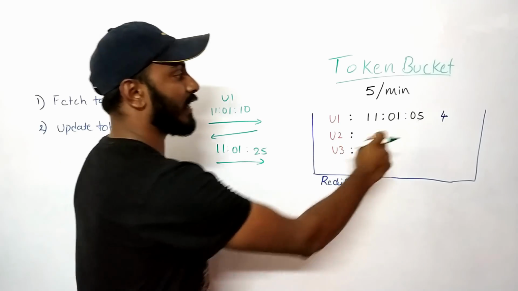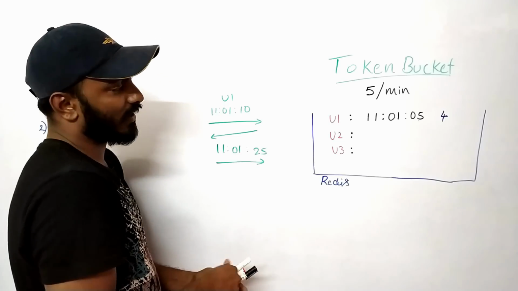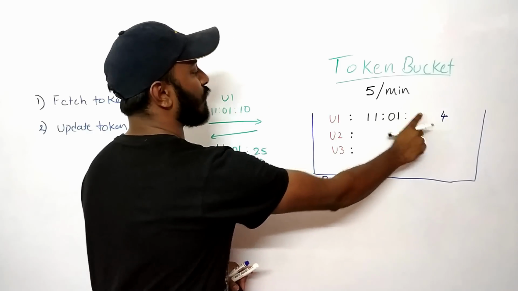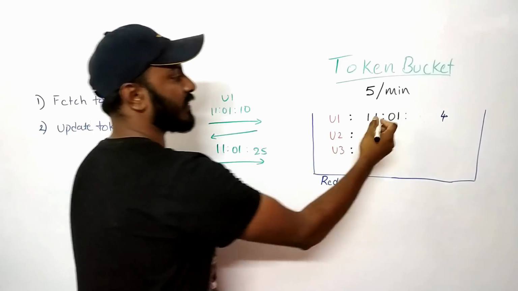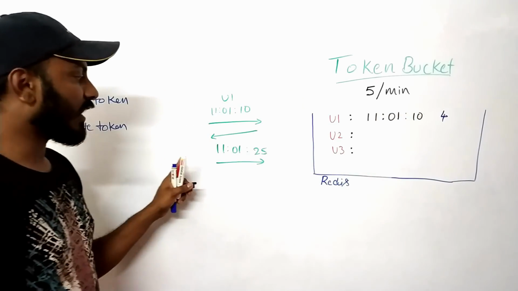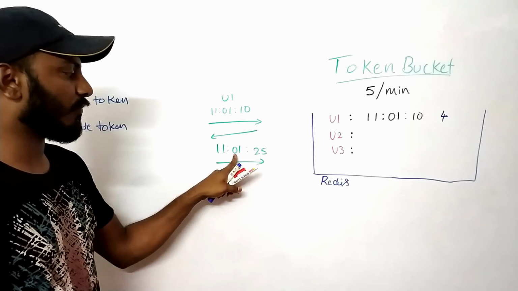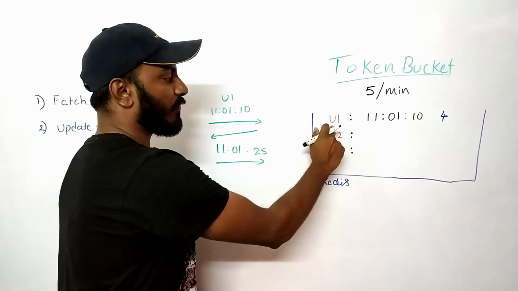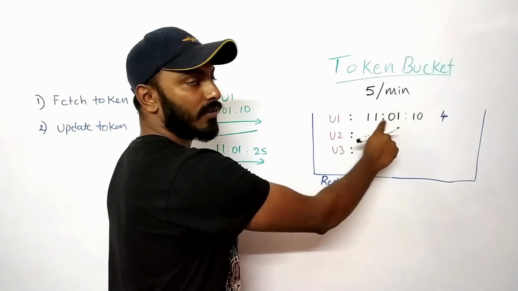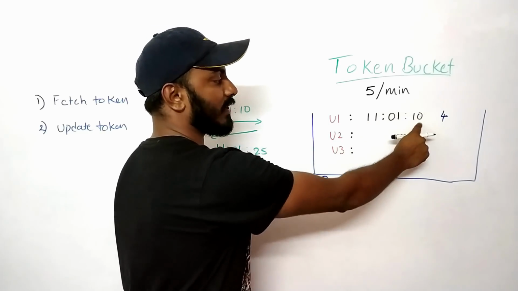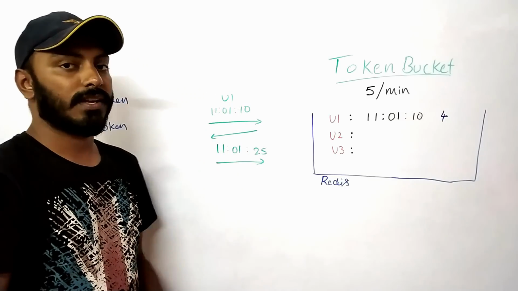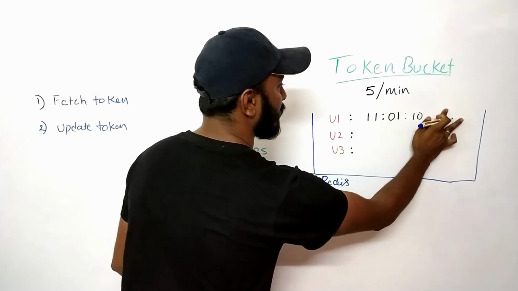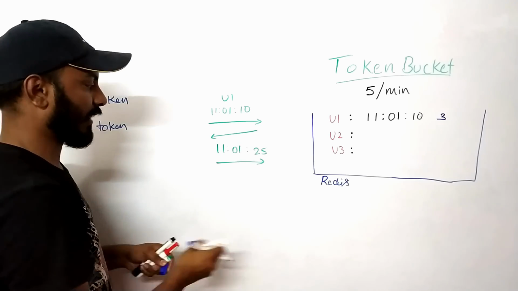I forgot to tell you that when you update this, we also need to update this timer, the time also. In this case, the first request was made at 11 o'clock first minute and 10 second. We have to update that. When the second request is made, that is at 11 o'clock 1 minute and 25th second by the same user, we have to go and check the data for user one. In this case, we have 11 o'clock, the last access request, 11 o'clock 1 minute and 10 second, and the token is 4. That means that we still have tokens to serve. So we'll reduce this and serve the request.